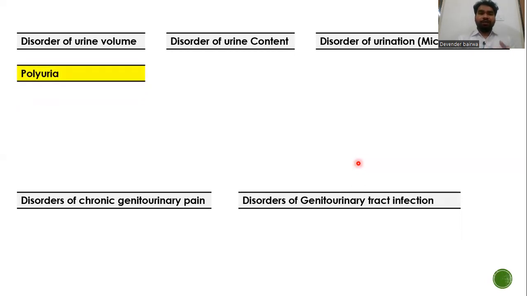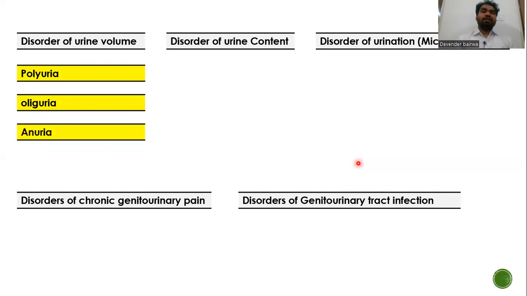In urine volume, there can be an increased volume of urine, known as polyuria. If the volume of urine in a day is more than 3 liters, you call it polyuria. If the amount of urine has reduced for any reason to less than 400 ml per day, then you call it oliguria. If there is no formation of urine at all, by definition less than 100 ml of urine per day, it is known as anuria.